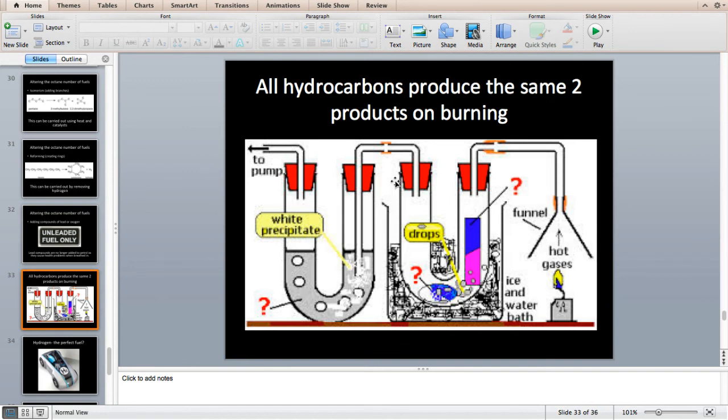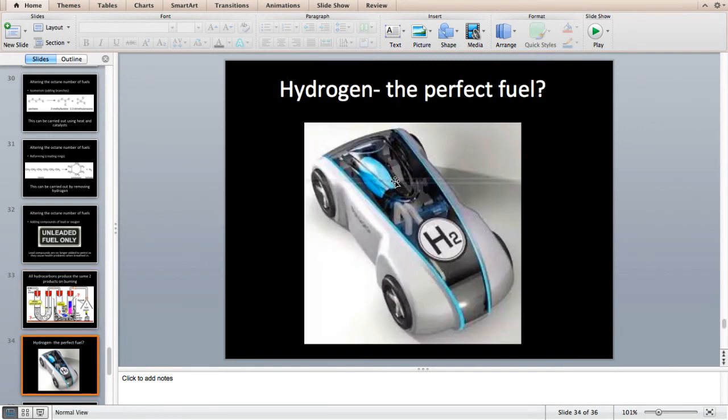The thing to remember, girls, about fuels and when we're burning them, is that we always produce the same two things. Anytime you burn any hydrocarbon, you produce water and you produce carbon dioxide. We all know the dangers of carbon dioxide. It's what causes global warming. Now, that's where hydrogen comes in. We are now looking at hydrogen to see if it's the perfect fuel because when you burn hydrogen, hydrogen plus oxygen gives water. It gives a completely clear, clean waste product, no carbon dioxide at all.